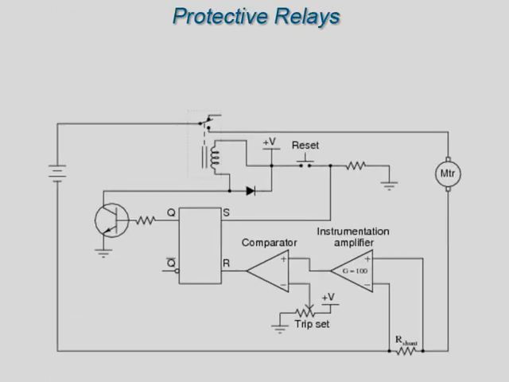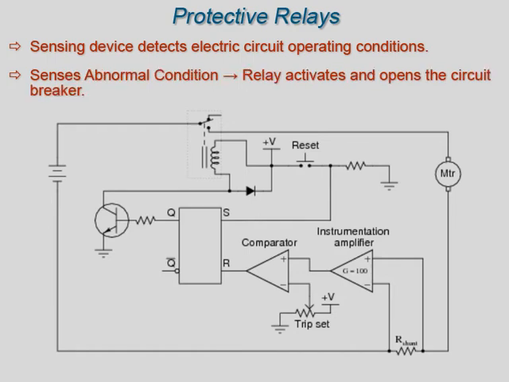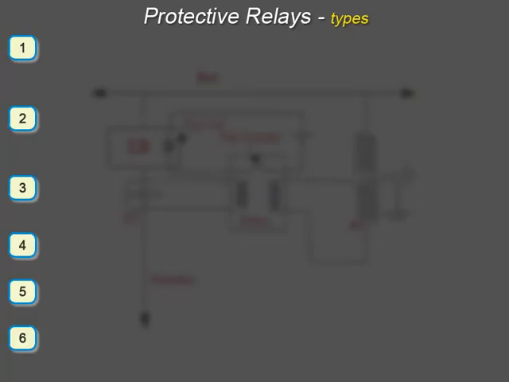A protective relay is a sensing device designed to detect operating conditions on an electric circuit. When the relay senses the abnormal condition, the relay activates and opens the circuit breaker, disconnecting the defective equipment or circuit as quickly as possible. Some of the common relays and their functions.